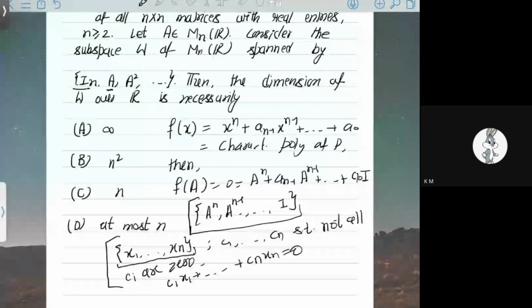Yes, ma'am. So for this particular set, A raised to power n, A raised to power n minus 1 till the identity matrix, we have this polynomial equation. And here the first scalar, this one, is 1. So not all the scalars here are 0, right? This is 1 here. So is it linearly independent or dependent? Now answer. Think about it and answer me.